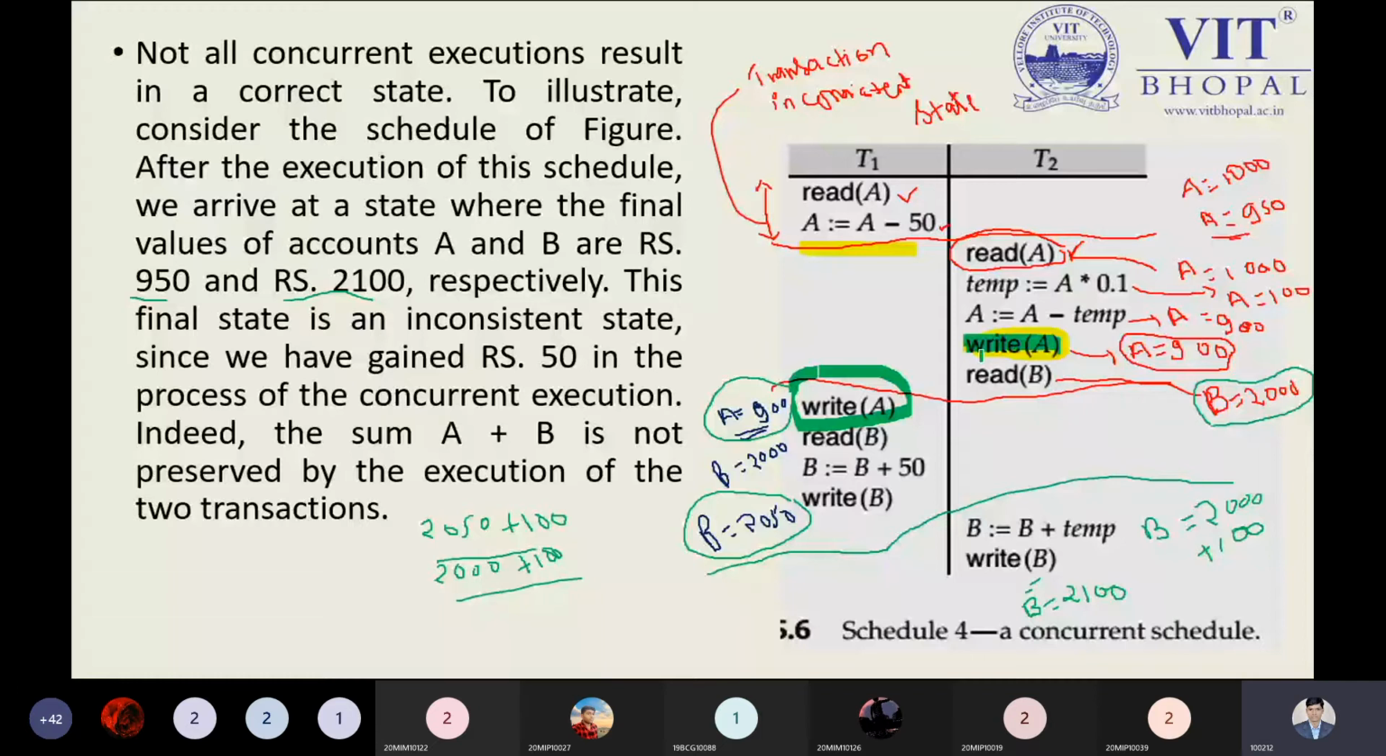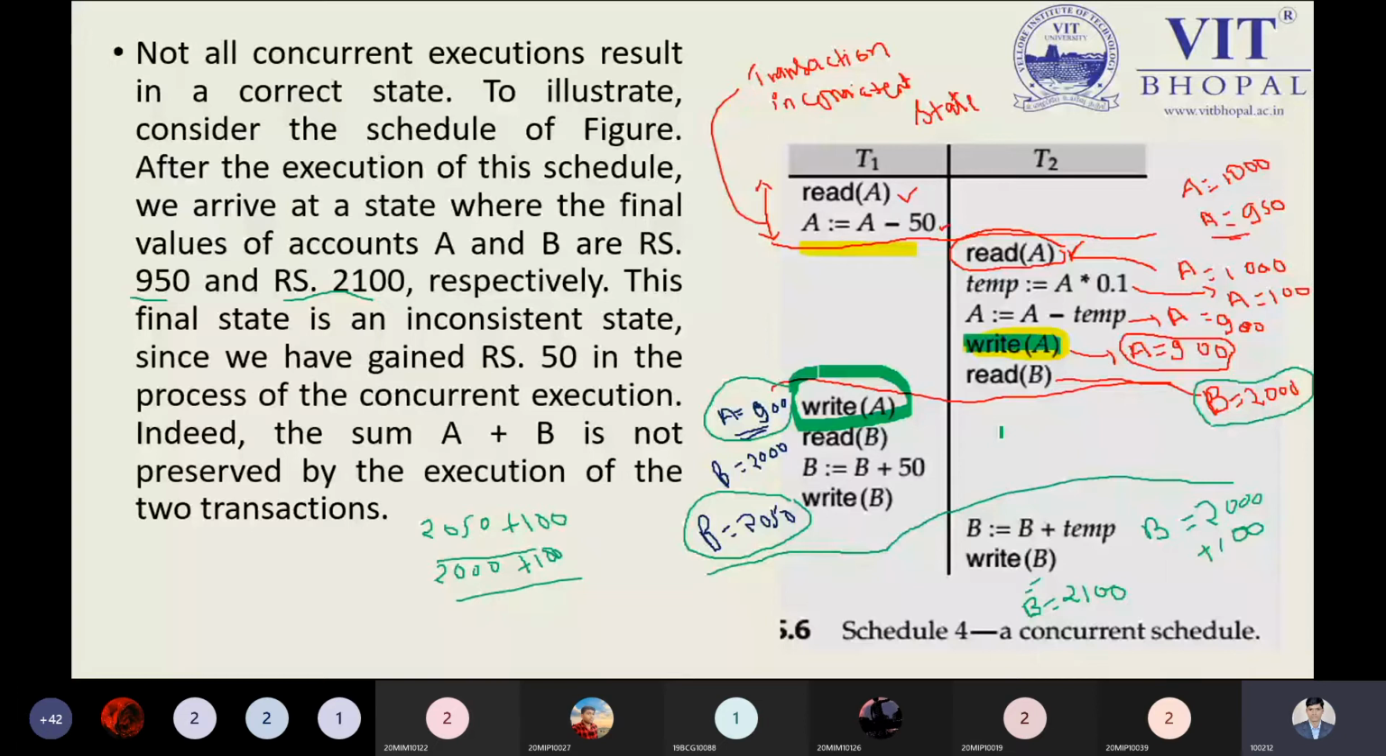You can observe what is the last value inside the memory. The last value was A equal to A minus 50, because that was the operation we used inside transaction T1. The last value in memory was 1000 rupees, reduced by 50 only. So we use the write operation in transaction T1 and we omit the write operation in T2. So definitely this value will be 950 only, not 900.